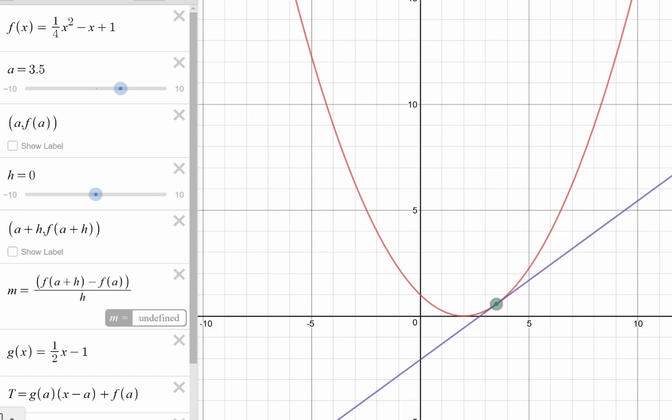So we're going to stop here, and then in the next video I'll do some examples of actually calculating slopes of tangent lines for different functions.